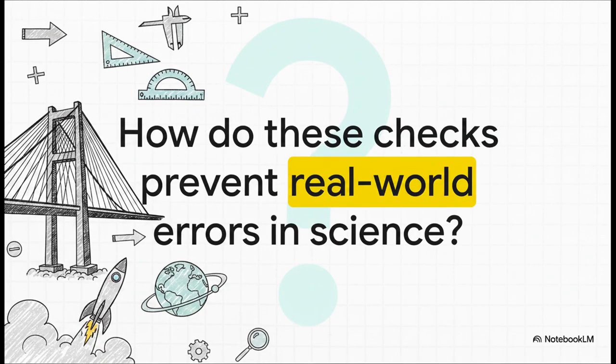Which leaves us with one final big picture thought. We've seen how these basic principles work on paper, but think about the real world for a second. From building massive bridges to launching rockets into space, how can these fundamental checks for error, for precision, and for dimensional correctness literally prevent catastrophic failures? It's a pretty crucial question to think about.